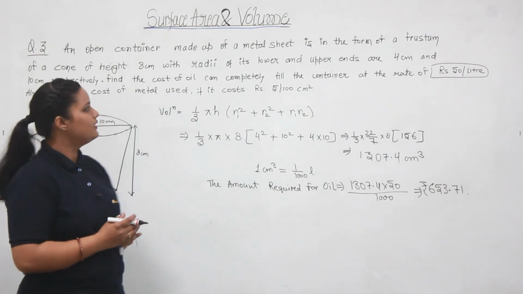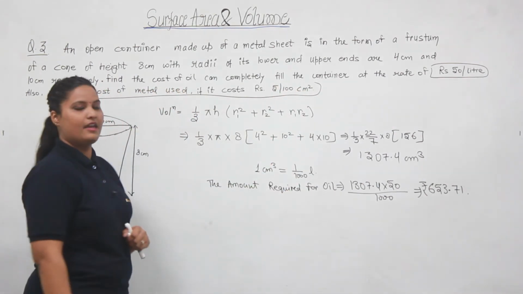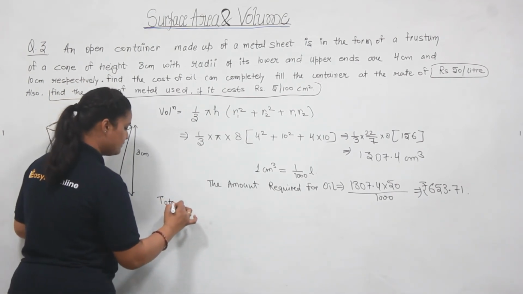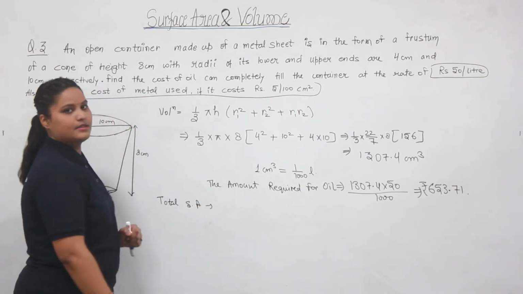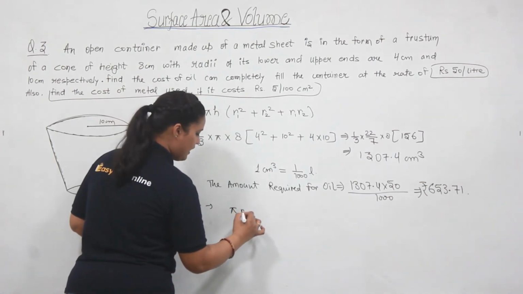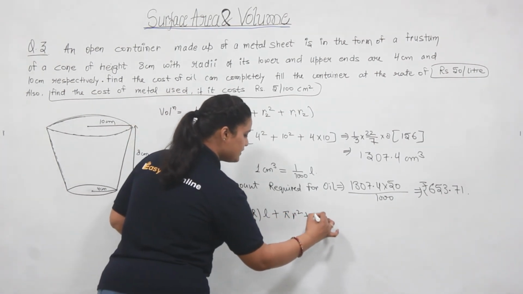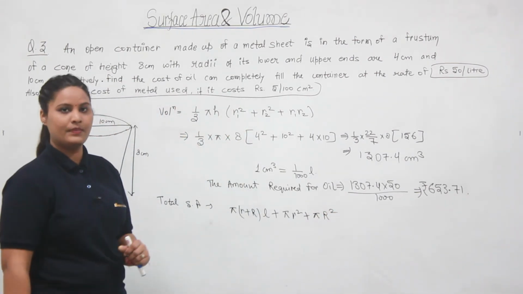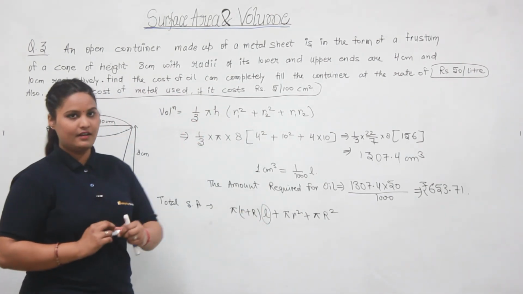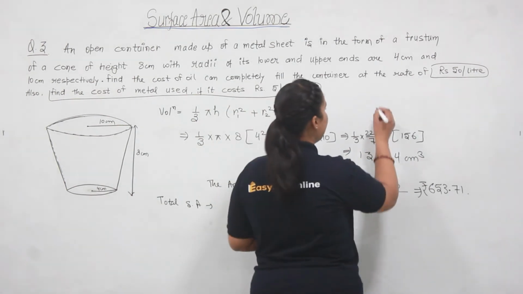Now come to the second part. It is asking to find the cost of metal used if its cost is rupees 5 per 100 centimeter square. It means now I have to find out the total surface area of the frustum. And what is the total surface area? That is pi r1 plus r2 L plus pi r1 square plus pi r2 square. So do we have the value of L here? Yes or no? No. So we have to find out the value of L.